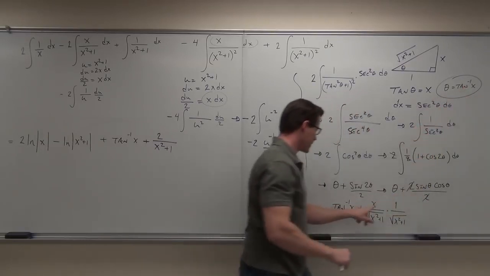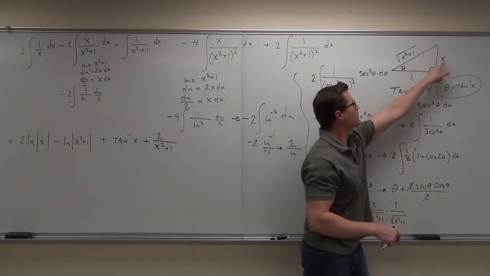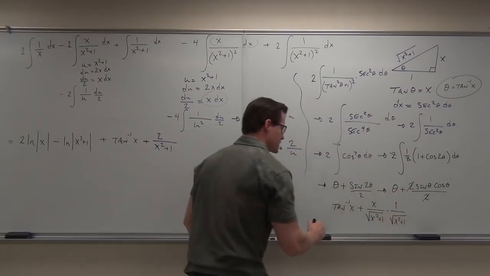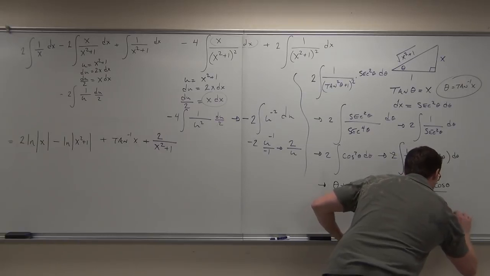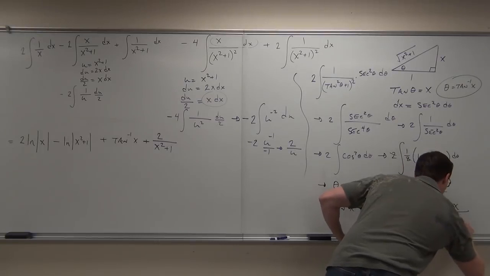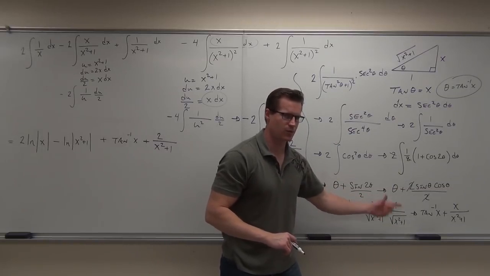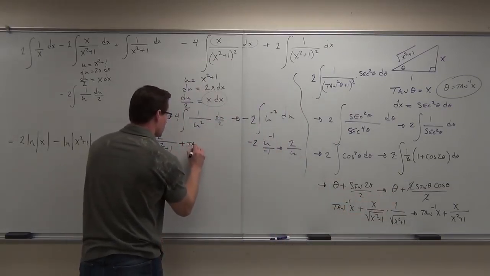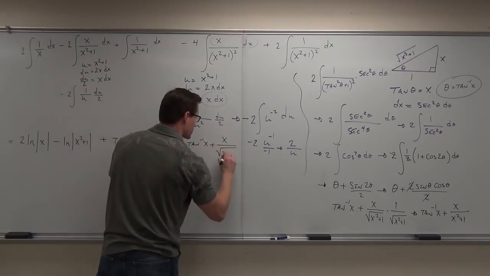Well, then we have 2's are gone. Theta is tan inverse of x, no big deal. Sine theta, cosine theta, multiply. Sine, cosine. If you multiply, your square roots are going to be gone. This becomes tan inverse x plus x over, no more square root, x squared plus 1. You guys see where the x over x squared plus 1 comes from? We're multiplying here. So then we're going to do plus tan inverse x plus x over square root of x squared plus 1.